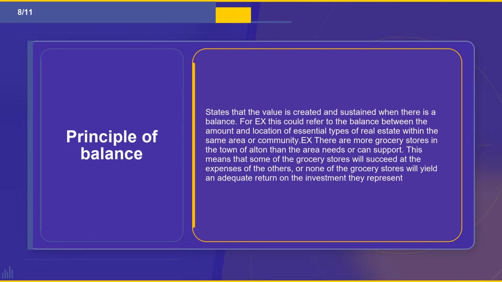Flashcard 8. Term: principle of balance. Definition: states that value is created and sustained when there is a balance. For example, this could refer to the balance between the amount and location of essential types of real estate within the same area or community. Example: There are more grocery stores in the town of Alton than the area needs or can support. This means that some of the grocery stores will succeed at the expense of the others, or none of the grocery stores will yield an adequate return on the investment they represent.